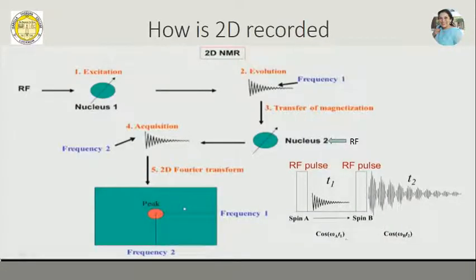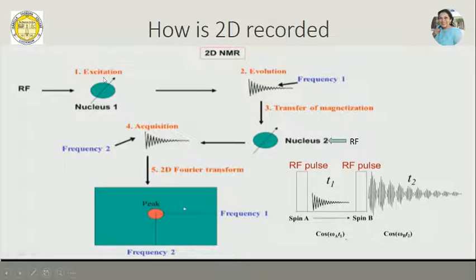Now let us see how a 2D NMR is different from a 1D NMR. One thing which you already know is that there are two pulses. Because we have two frequency domains, that means we have two pulses. So in a 2D NMR, two RF pulses are applied. Here also the first sample is prepared and a pulse is applied.